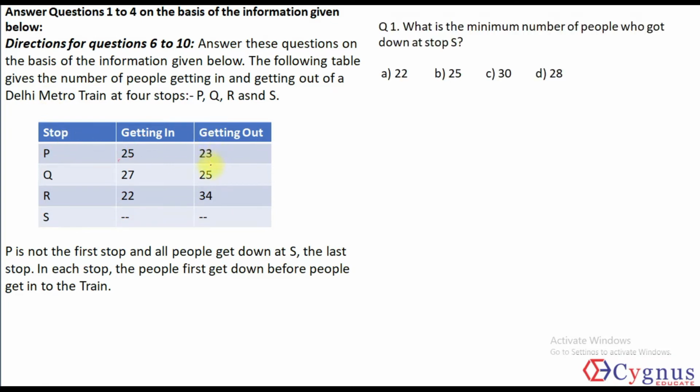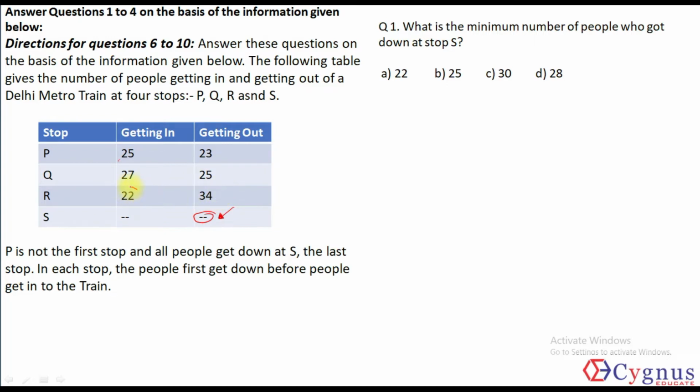What's the first question? It says: what is the minimum number of people who got down at stop S? This is not given. I know that all the passengers will get down at S. That means my train will be empty at stop S. So what do you want? You want to minimize this. So I'll try that most of the passengers should get out before station S.